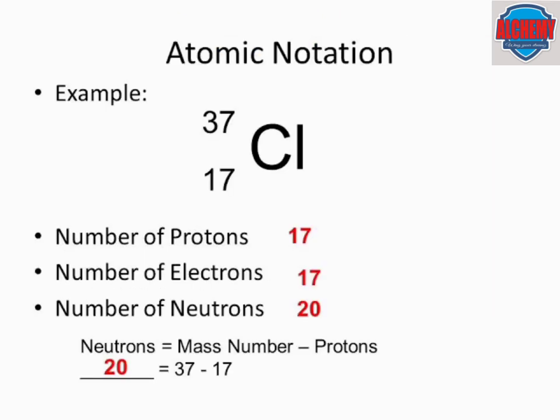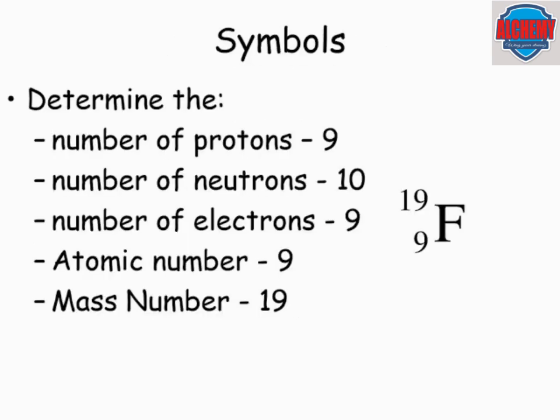The next element is chlorine. The mass number is 37 and the atomic number is 17. Since the atomic number is 17, the number of protons is equal to 17, which implies that the number of electrons is also equal to 17. Now the number of neutrons is given by mass number minus atomic number, that is 37 minus 17, and the answer is 20.